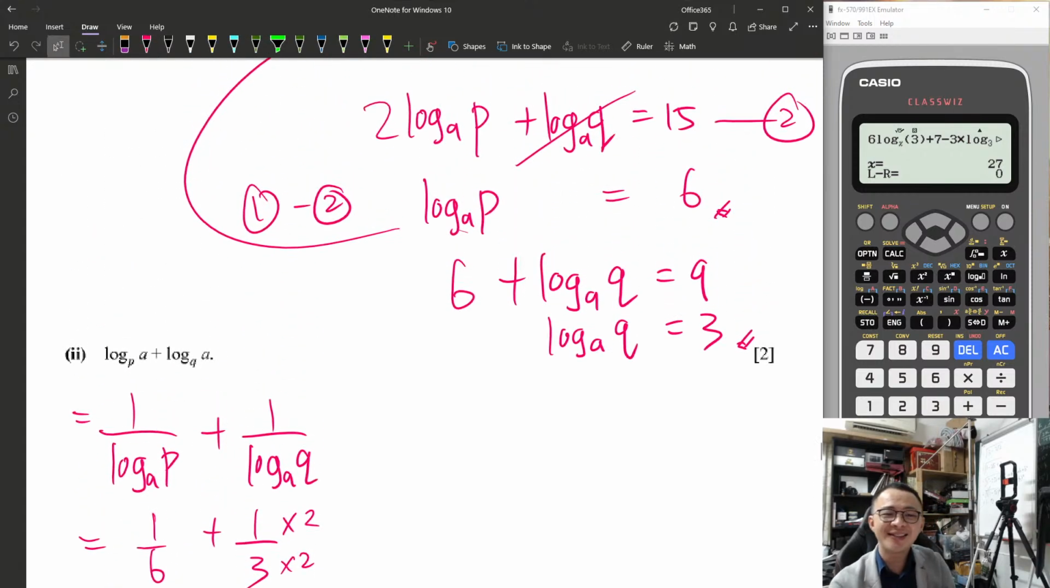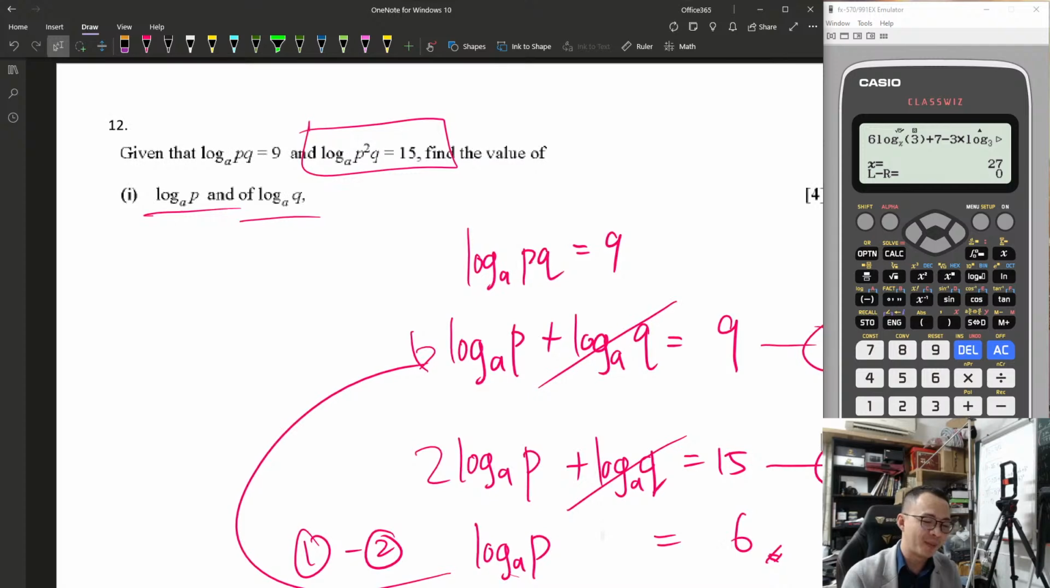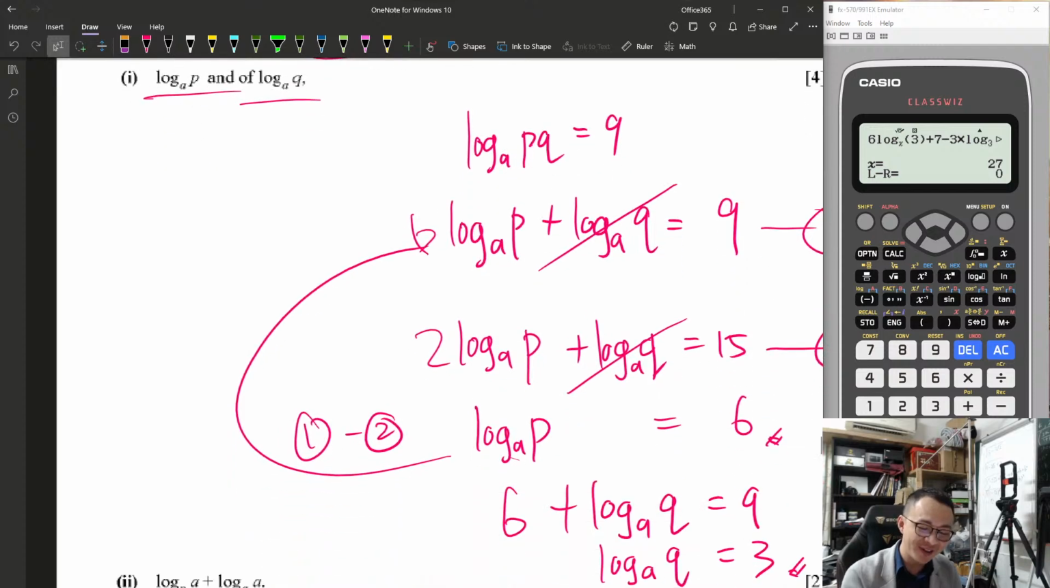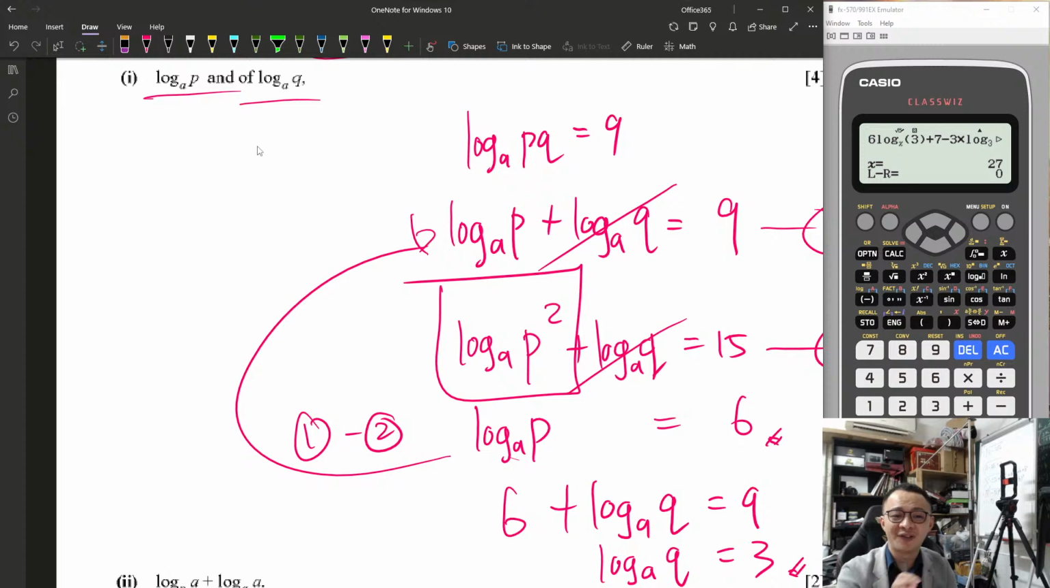If you let x and y equal log AP and log AQ, would it still work? Yes, definitely it works perfectly fine. But you can only substitute after you simplify. For example, if this is log AP squared, if you substitute this one it becomes x squared, then the whole thing will go wrong. Okay, so only substitute after you simplify.